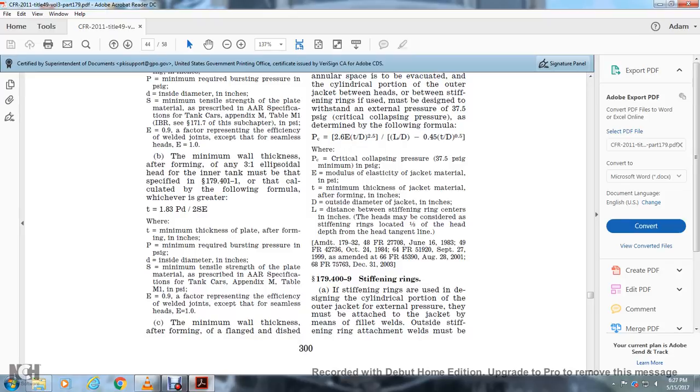D is the inside diameter in inches. S is the minimum tensile strength of the plate materials prescribed in the AR specification of tank cars, Appendix M, Table M1, in PSI. E equals 0.9, the factor representing the efficiency of welded joints except for the seamless, and E equals 1.0.